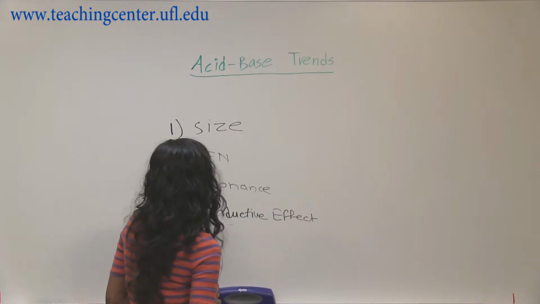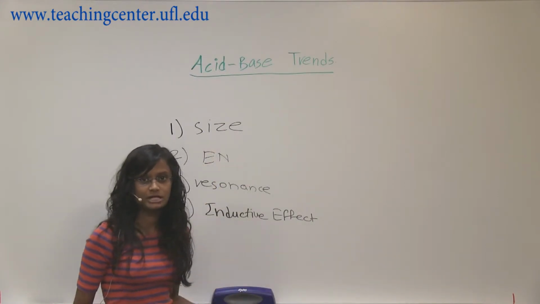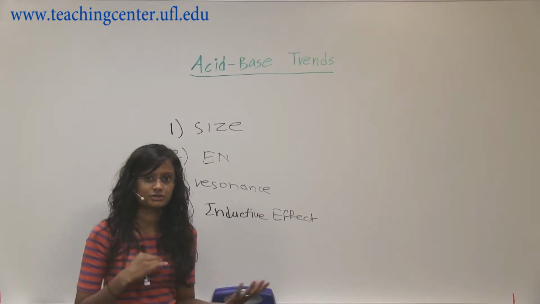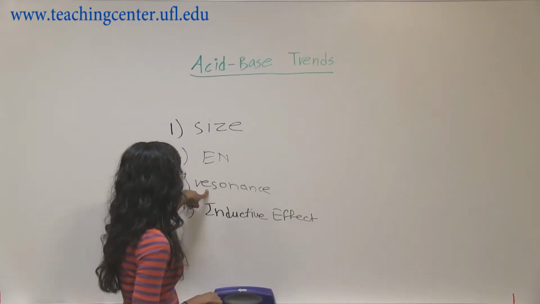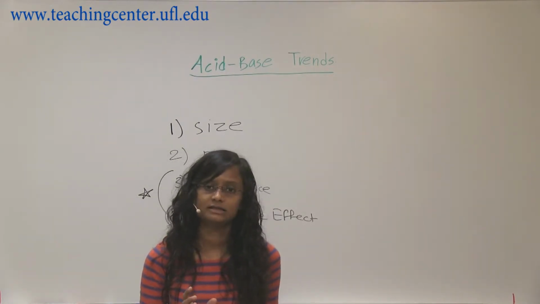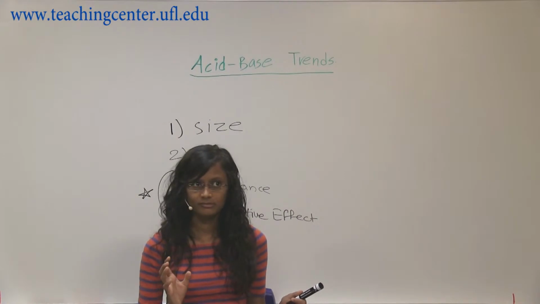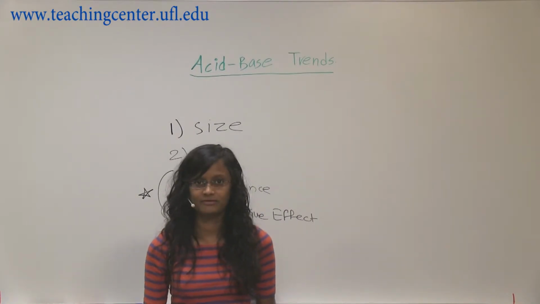Alright, so let's talk about size and electronegativity. It is pretty straightforward. There is a trend in your periodic table, which you should have known from Gen Chem. Now, resonance is something that you have already learned, but we have a false rule about resonance. So let's clear that out first.